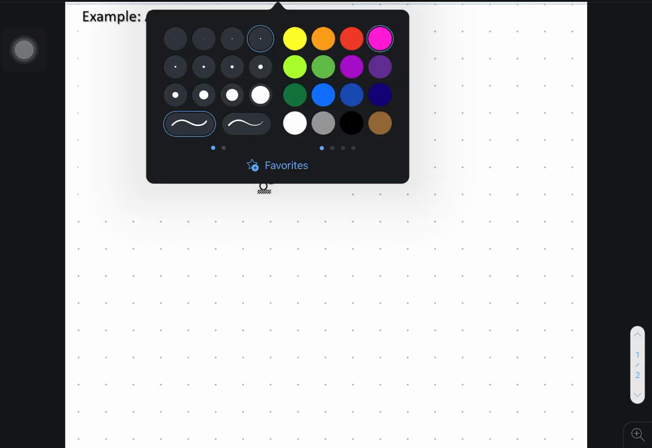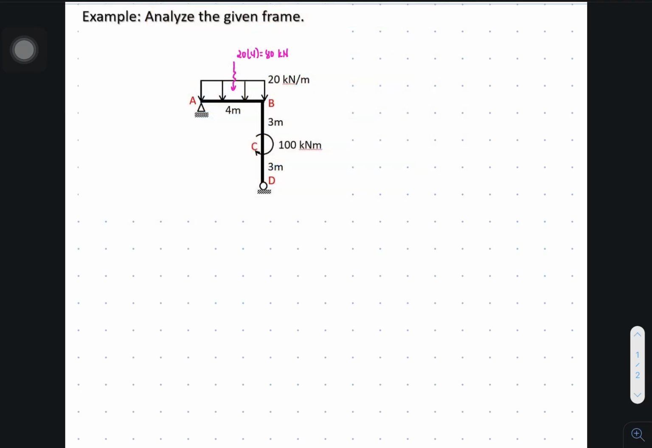And let us now proceed in solving the reactions. At point A, it is a hinge, so there would be a vertical and a horizontal. And then at D, there is a roller, so you have D vertical. So the next thing that we're gonna do is solve now the reactions of the frame.